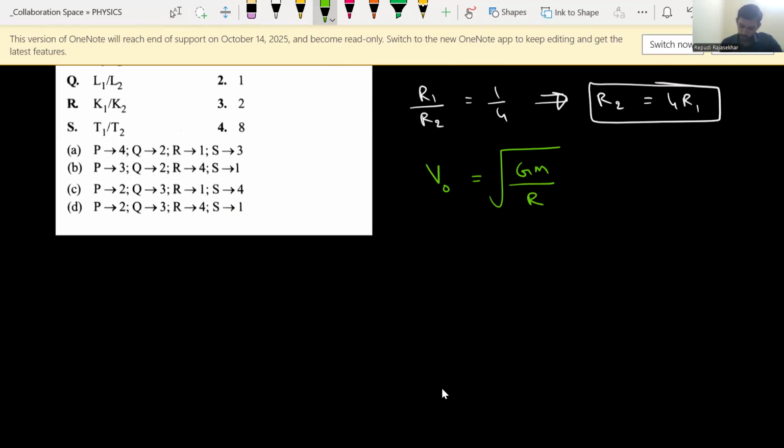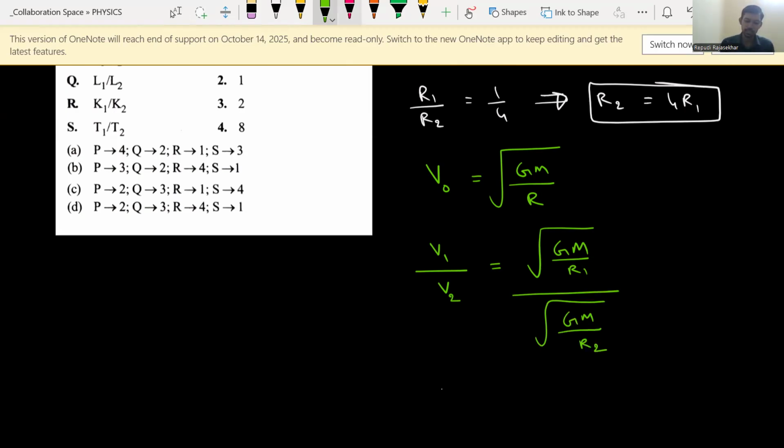So orbital velocity: first planet's orbital velocity is v1, second planet's is v2. So v1 by v2 equals root over GM divided by r1, whole divided by root over GM by r2. Here G is a constant, capital M is a constant, capital M is the mass of the planet. Students will make mistakes here also. Capital M is not the mass of the satellite. Whatever satellite is revolving, orbital velocity does not depend on the mass of the satellite. It depends on the mass of the planet. So capital M stands for the mass of the planet.